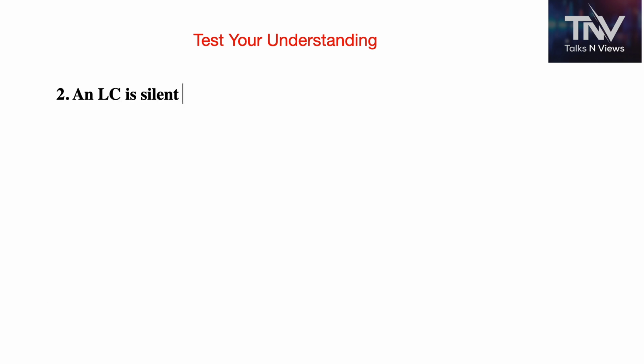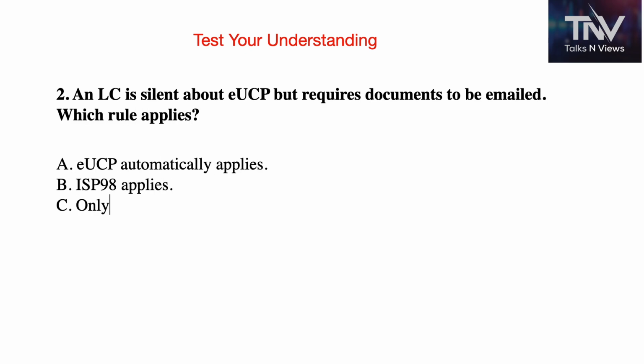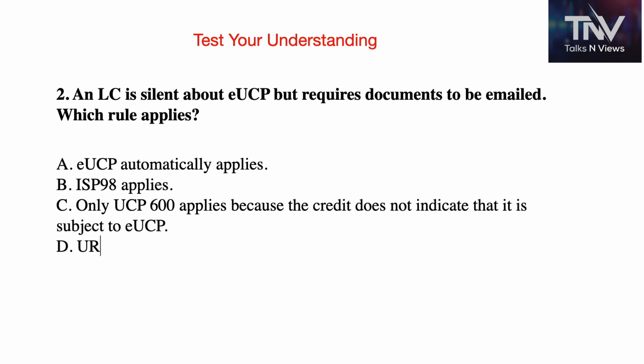Question 2. An LC is silent about eUCP but requires documents to be emailed. Which rule applies? A. eUCP automatically applies. B. ISP 98 applies. C. Only UCP 600 applies because the credit does not indicate that it is subject to eUCP. D. URC 522 applies. Answer, C.